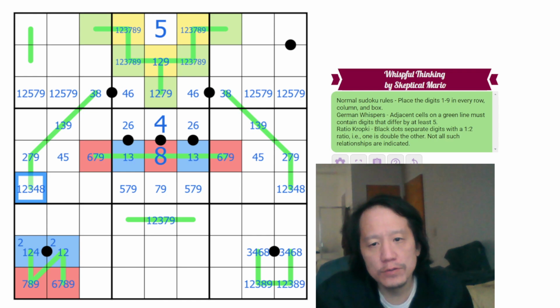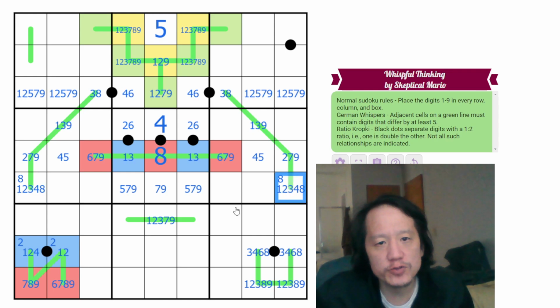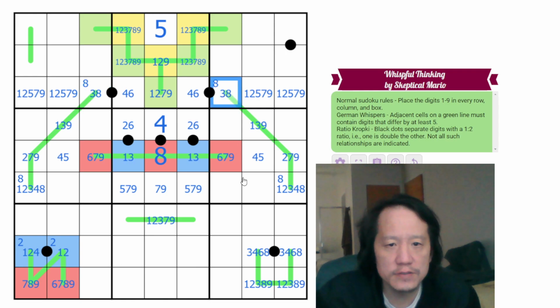So we know there's an 8 in one of these two spots. Okay. We know there's an 8 in one of those two spots. But these are opposite. So this 8 would go with this 8, and this 8 would go with this 8. Interesting.